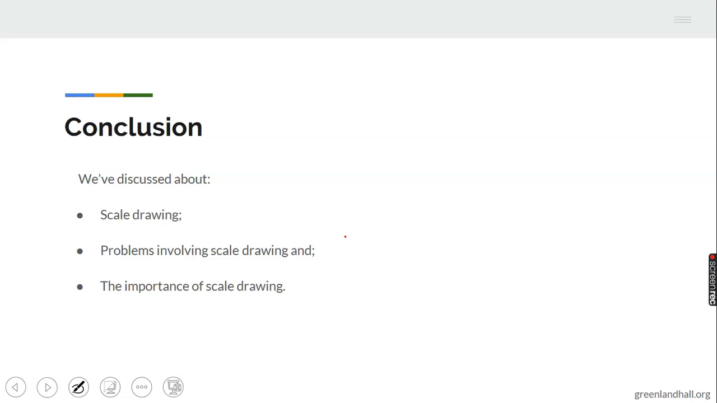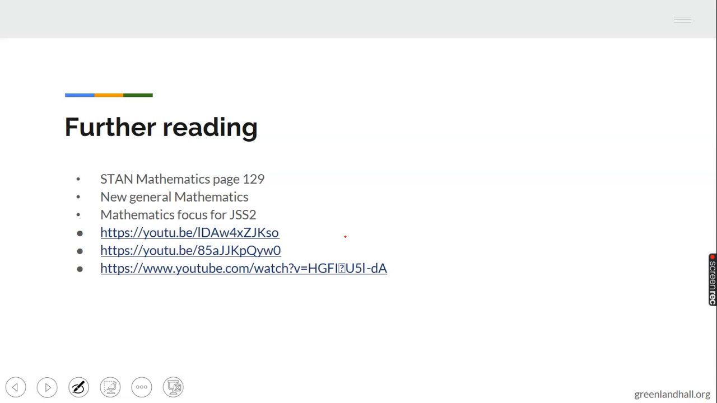So in conclusion, we'll be able to talk about scale drawing, problems involving scale drawing, and the importance of what? Scale drawing. So for your further readings, go through all these materials. They will be of good and great help for you.